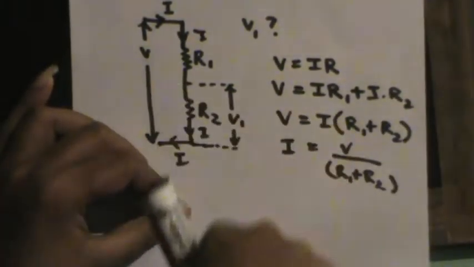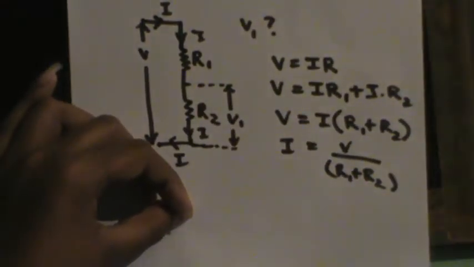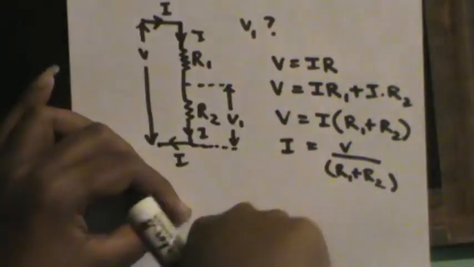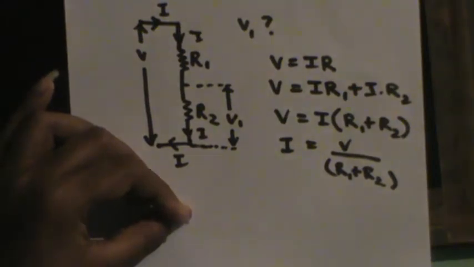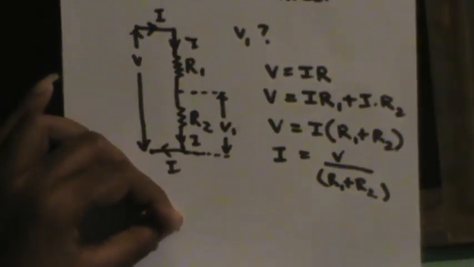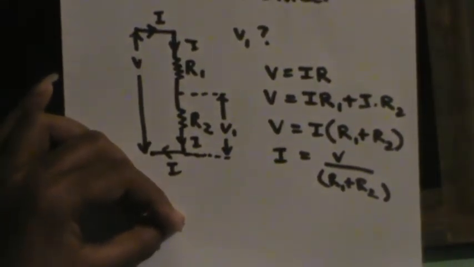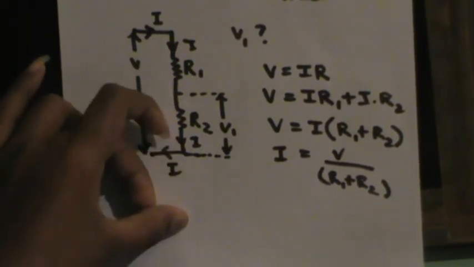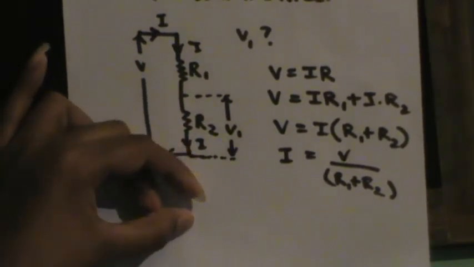To find V1, we need to know the current flowing through R2. Because these two resistors are in series, the current flowing through R2 is equal to the current flowing through the whole circuit. I explained that in the video on resistors in series. If you have not watched that video, I invite you to watch it and come back here, because it is the concept basis for this video.